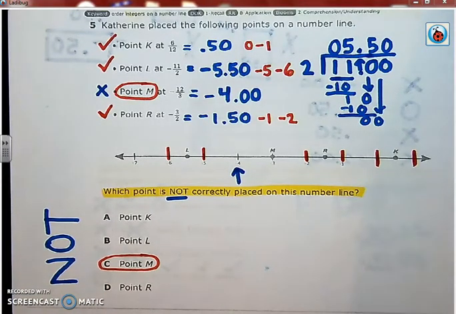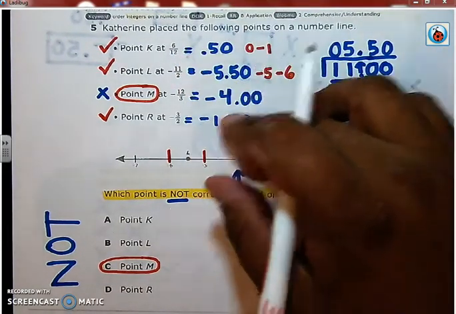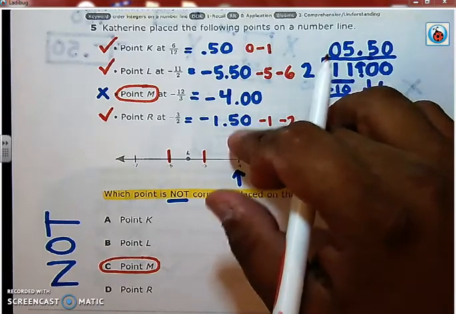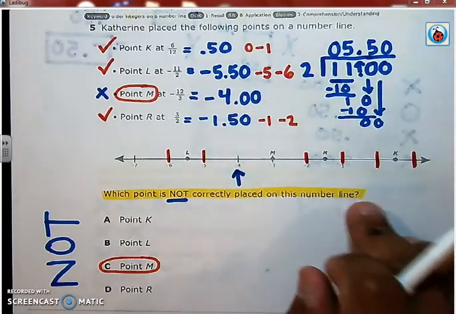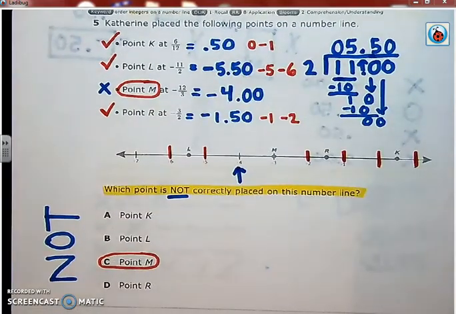So it really helped out that I saw my fractions right away and I started switching them to decimals, because it helped me find the answer choice a lot quicker than just leaving them as fractions.